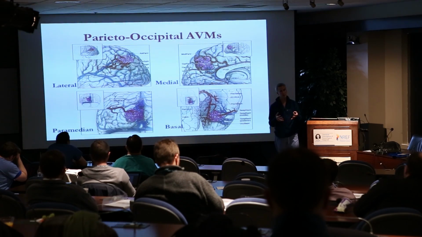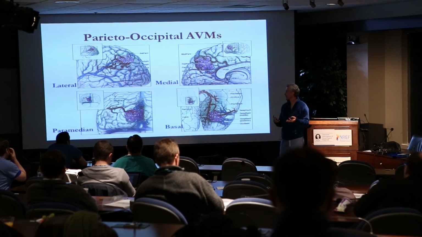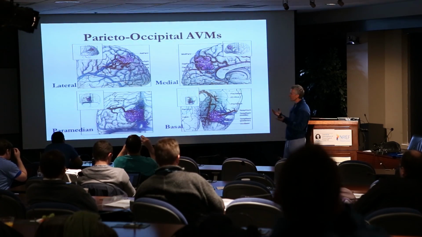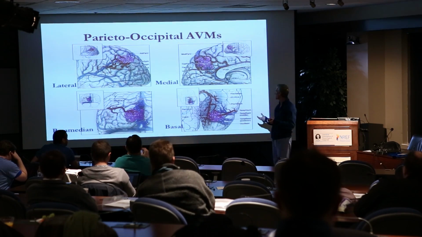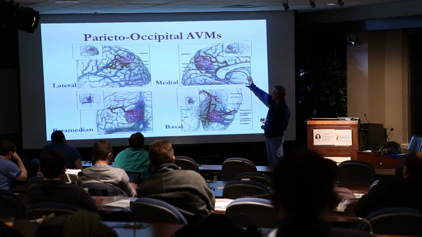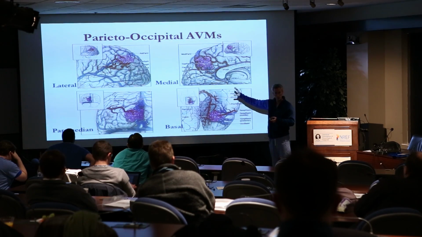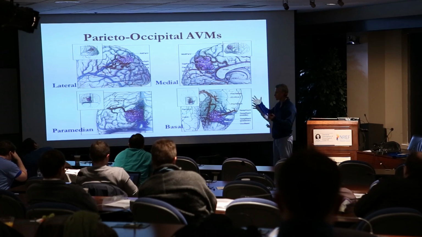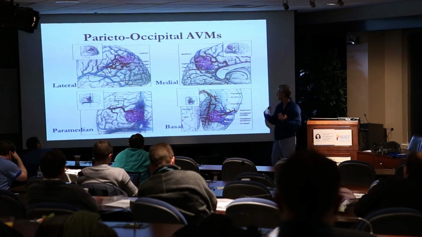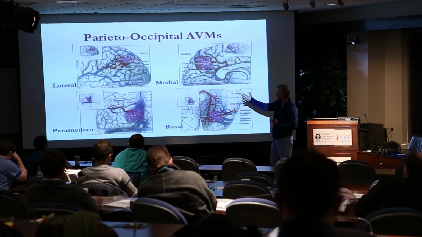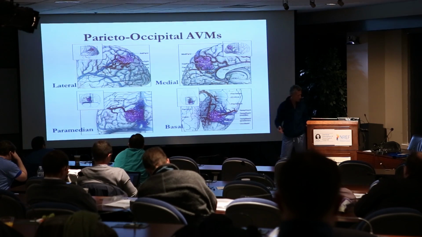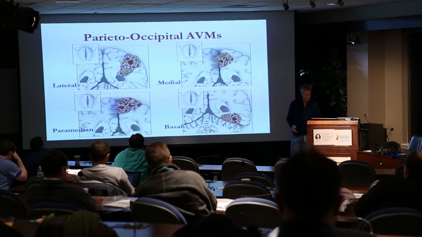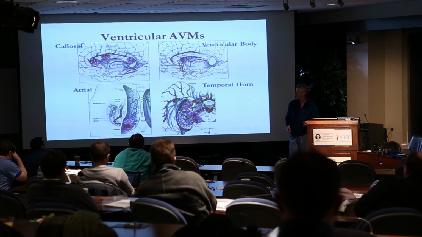Parieto-occipital, I put those together because if you think about the surgery for that, they're very similar. The steps that you take in dealing with the parietal AVM are very much like what you deal with for an occipital, so there's really no need to break them up artificially. There's really more of a front and a back to these AVMs. And these are the different surfaces, once again, with that paramedian one thrown in there at the confluence of those 2 surfaces.